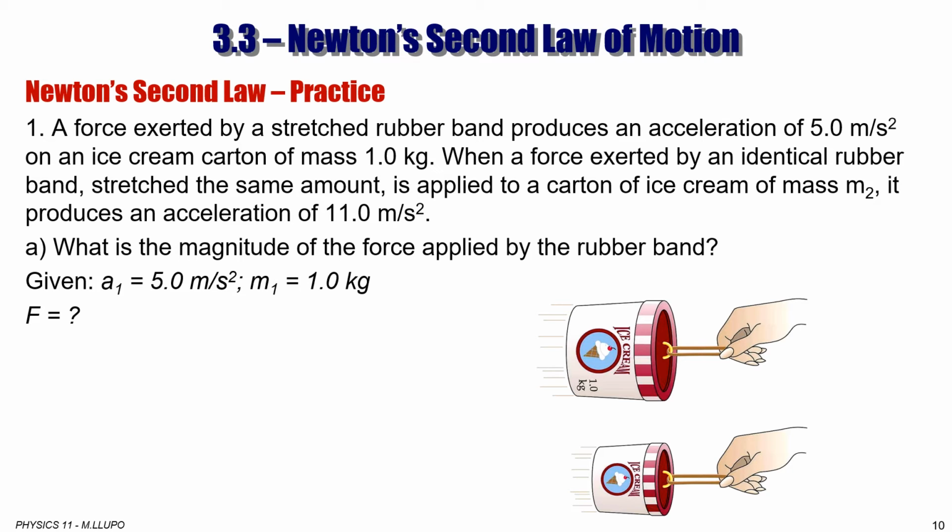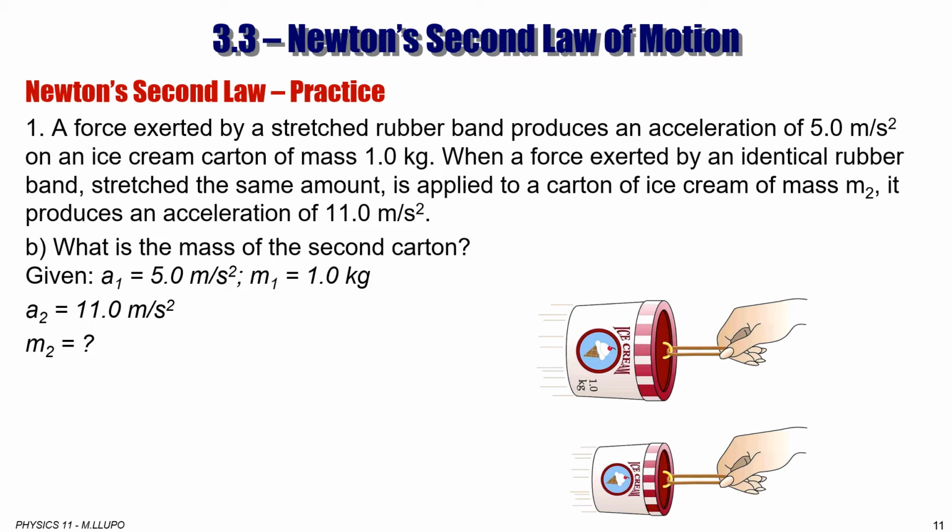So what is given is a1, 5 meters per second squared on carton 1. The mass of carton 1 is 1 kilogram, and force is required. Based on Newton's second law, force is equal to mass times acceleration. So the force is 1 kilogram times 5 meters per second squared, which is 5 Newtons. That's the answer.